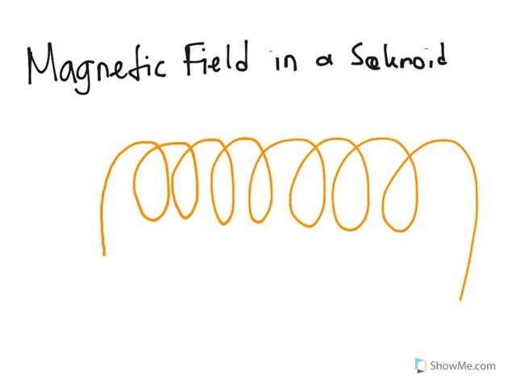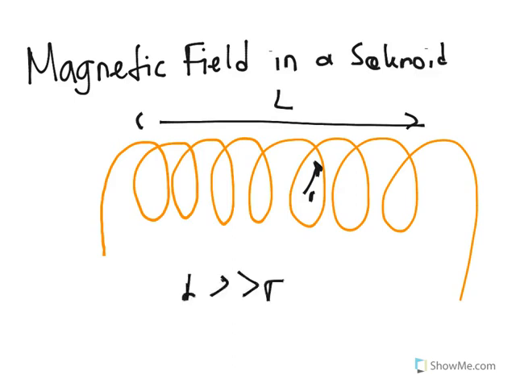And the loops here are very close together, right? So this is, for instance, a wire like a helix whose loops are very close together, and the length of the solenoid is larger than the radius of the solenoid, very, very large compared to this. Right?